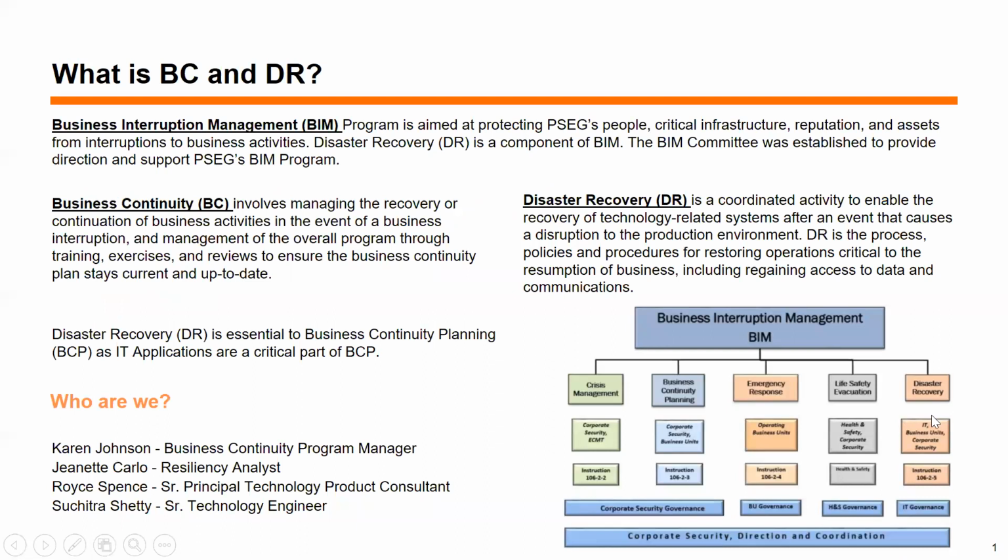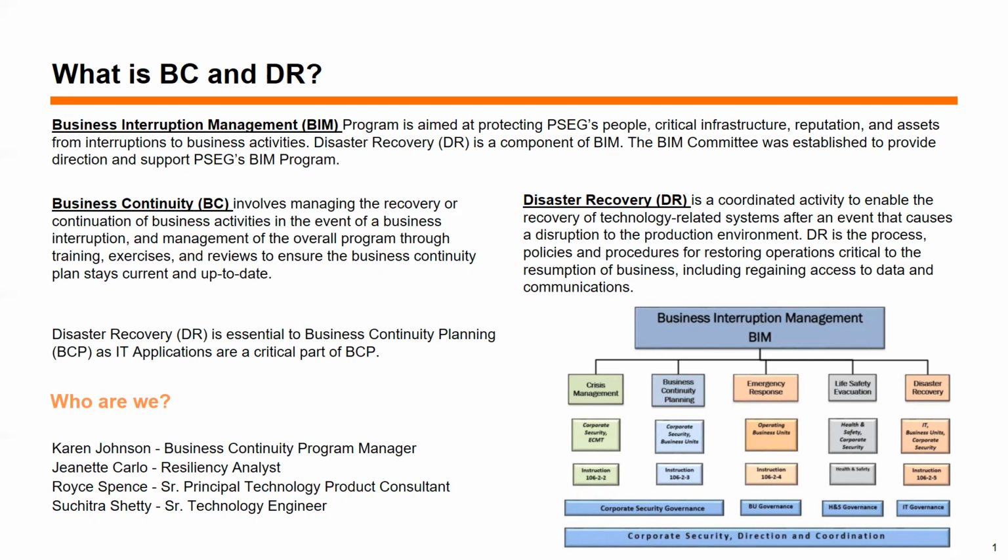This slide explains what business continuity and disaster recovery is. And without reading the entire slide, I would like to draw your attention to the BIM diagram at the bottom right corner of the slide. Corporate Security owns the Business Interruption Management Program, better known as the BIM program. There are 5 program areas of BIM: crisis management, business continuity planning, emergency response, life safety evacuation, and disaster recovery. The row underneath each program area describes the groups who assist in managing that program area with BIM.